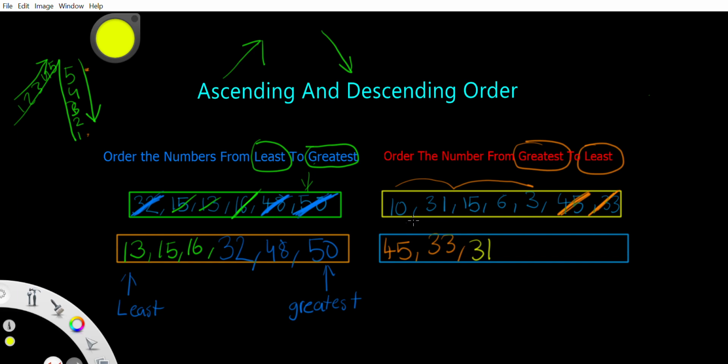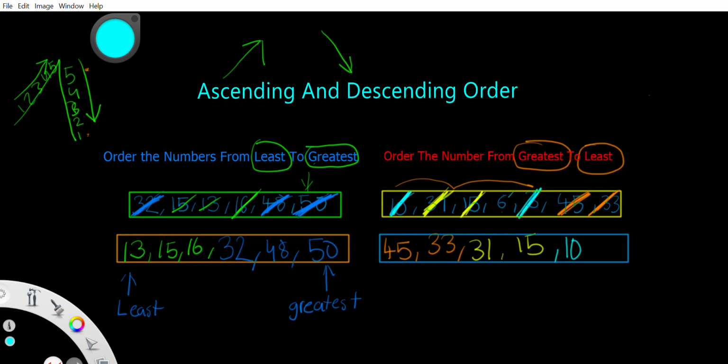And I'm thinking the next is 15. Let's cross that out, because 15 is greater than 10, greater than 6, and greater than 3, which are the leftovers. So it's going to be 15. Now I'm thinking it's going to be 10, because 10 is greater than 6 and greater than 3. The next number is going to be 10. And these are the two numbers we're left with, the 6 and the 3. I know that 6 is bigger than 3, so it's not going to be 3.